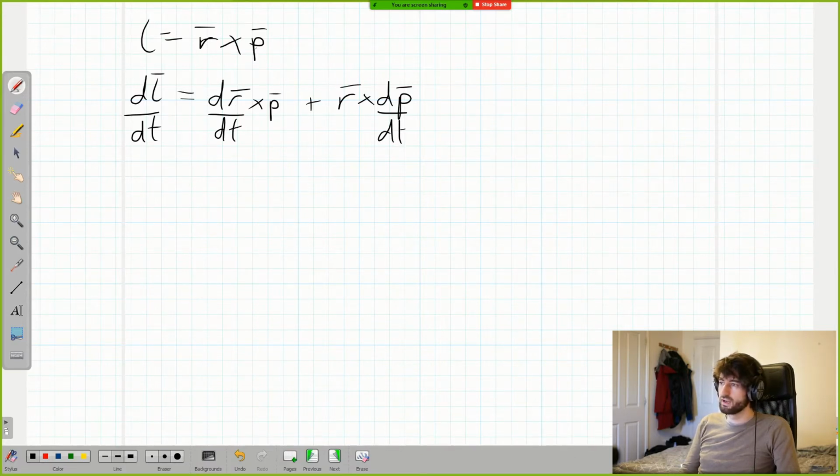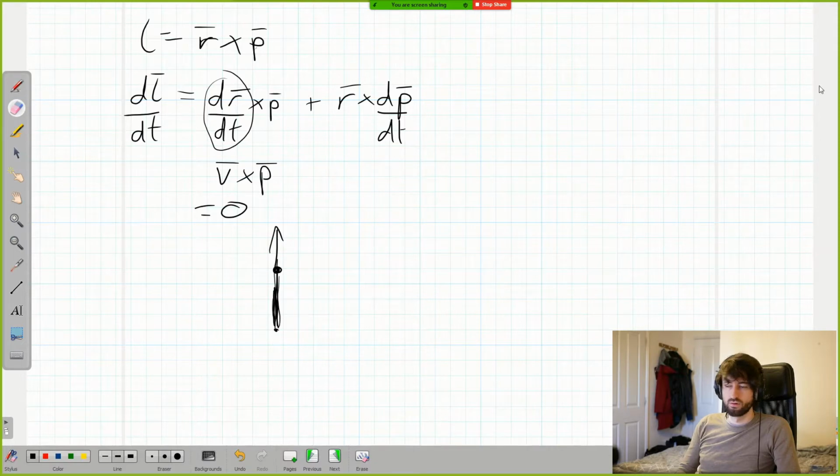Well, if you look here, dr by dt is v, so this is v cross p. Now, if you cross something with itself, you're going to get 0. For instance, that would imply that you have some axis going straight up and a momentum going straight up along that axis. Well, that's not going to cause an angular momentum.